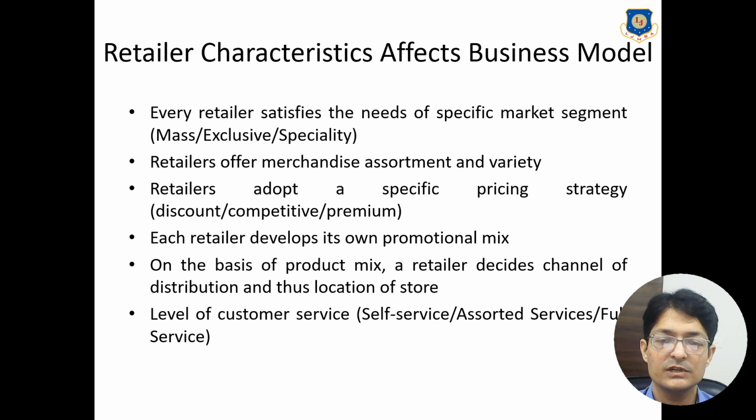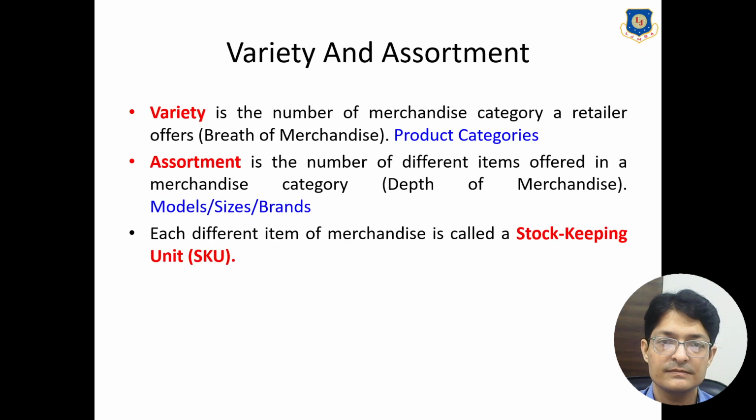On the basis of product mix, a retailer decides the channel of distribution and thus the location of the store. Then the level of customer service: self-service, assorted services, full service. This is how retailer characteristics affect the business model.